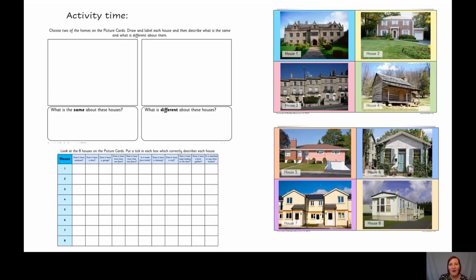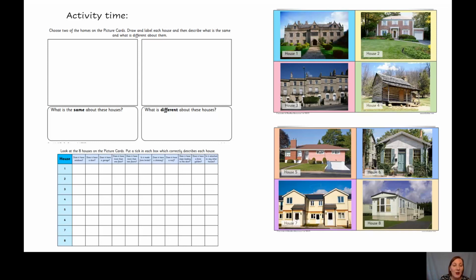Now I want you to have a look at 2 of those pictures, okay? And you can pick 2. And if you like, you can draw them into the box, or you can cut them out if you print this out and stick it onto your box. And I want you to write down what's the same about the 2 houses you've chosen and what's different about the 2 houses that you've chosen. And once you've done that, we have got a tick box. And you're going to have a look at house number 1, and there's lots of different categories, and you'll need to tick if they've got that and cross if they've not got it.